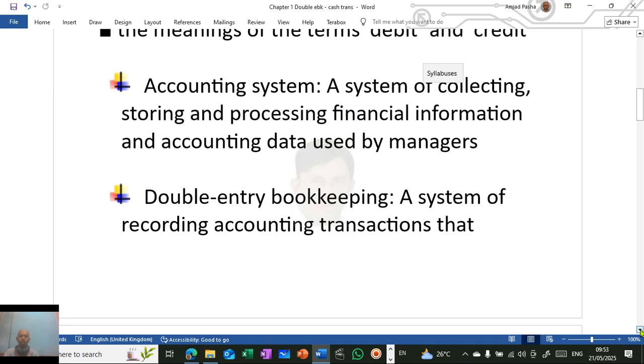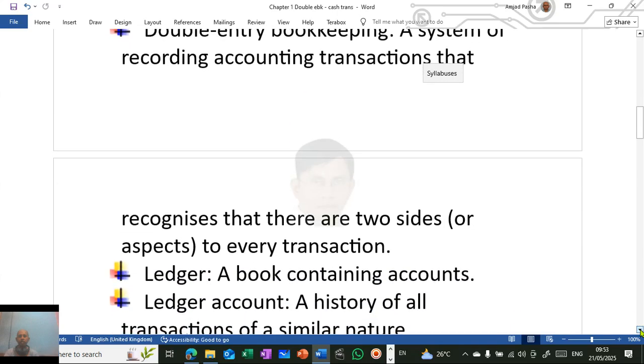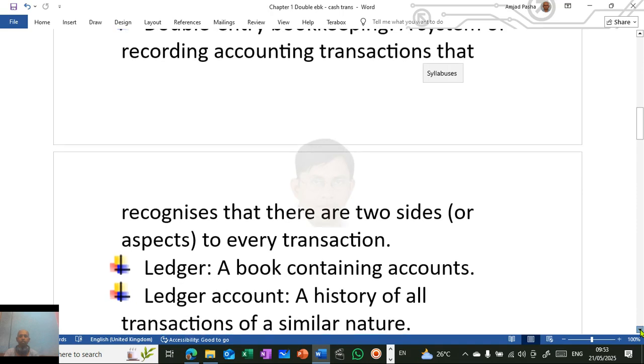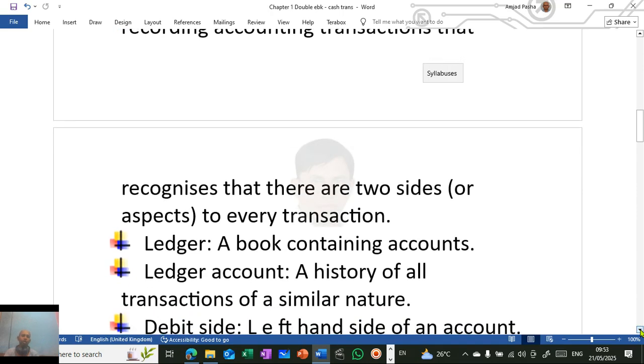So that is double entry bookkeeping. What is the meaning of double entry bookkeeping? A system of recording accounting transactions that recognizes that there are two sides or aspects to every transaction. Okay, so what is a ledger? A book containing accounts. Ledger is nothing but a book containing accounts.